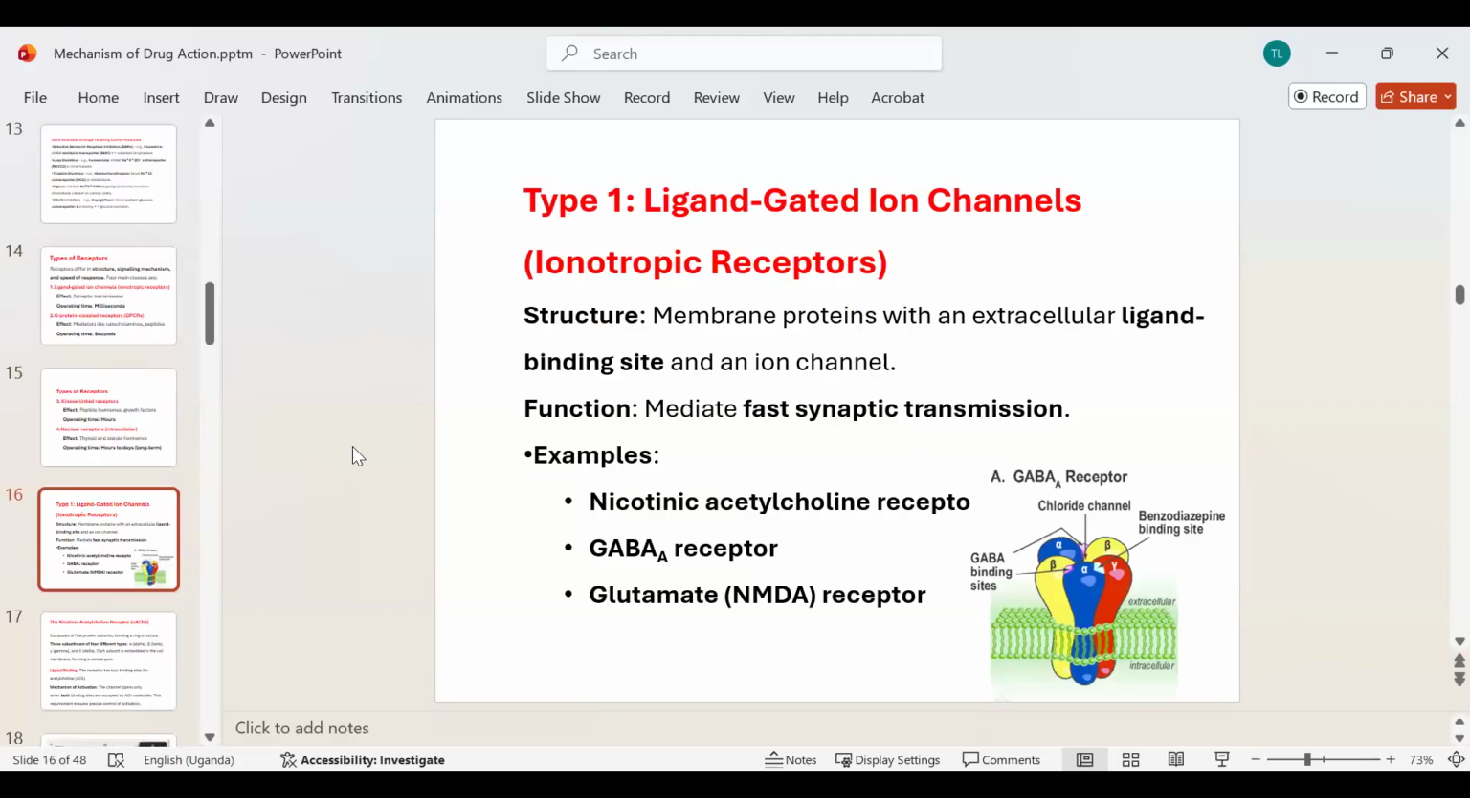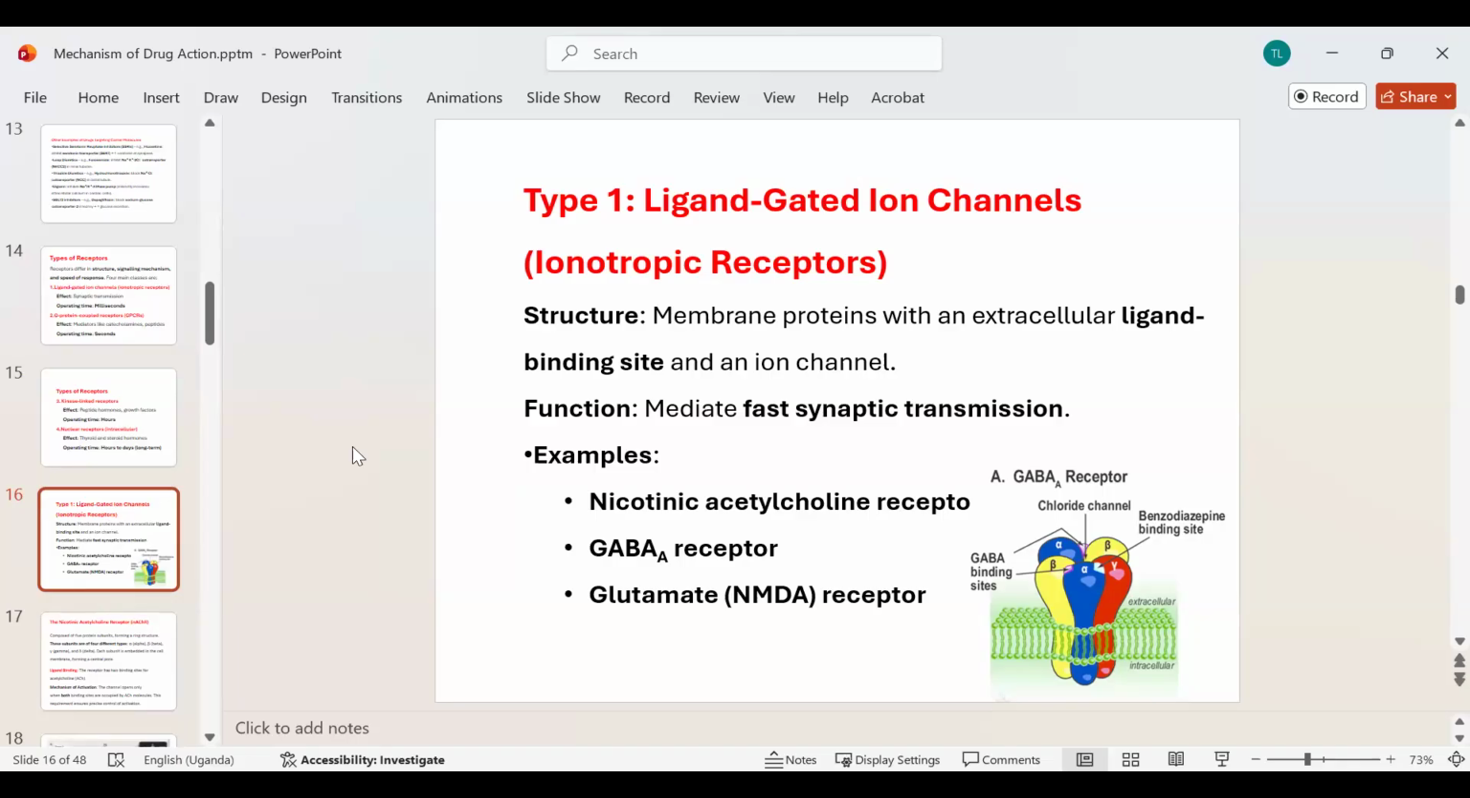So we were just highlighting the types, and these are some of the specific details of the types we've been talking about. However, when you look at it, some of them have been mentioned in quite a number of details during the initial stages. So when we go back to the ligand-gated ion channels, yes.